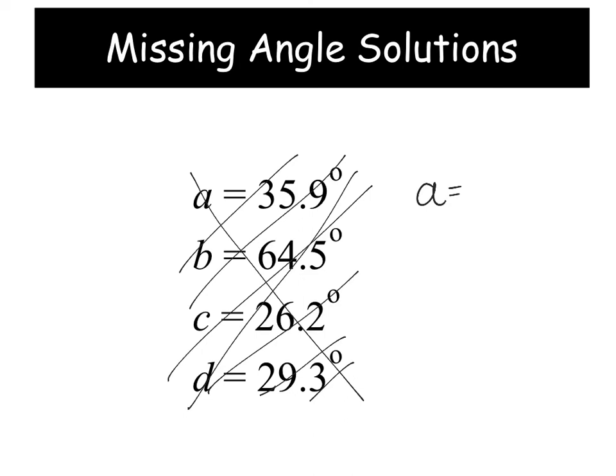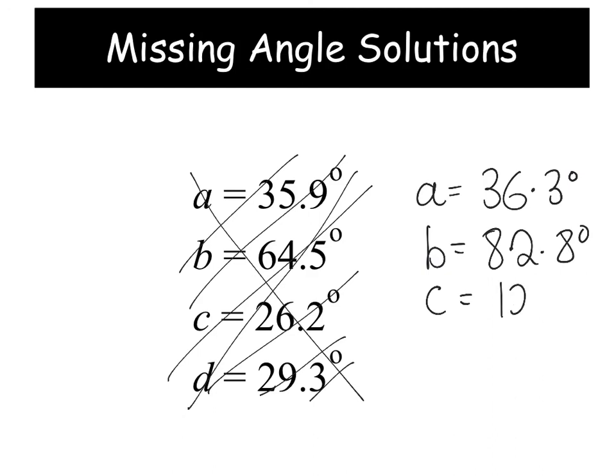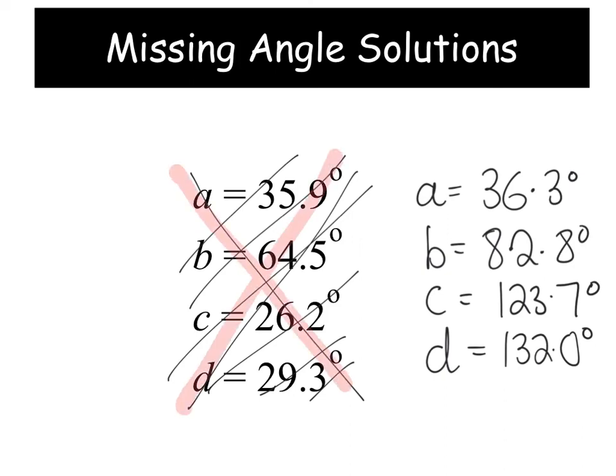So the correct answer should be A equals 36.3 degrees. B is equal to 82.8 degrees. C is equal to 123.7 degrees. And D is equal to 132.0 degrees, all to one decimal place. So if you did get these answers over on this side, these are the wrong answers, and these answers here are right. I've kept those up just in case some people were a little bit confused.